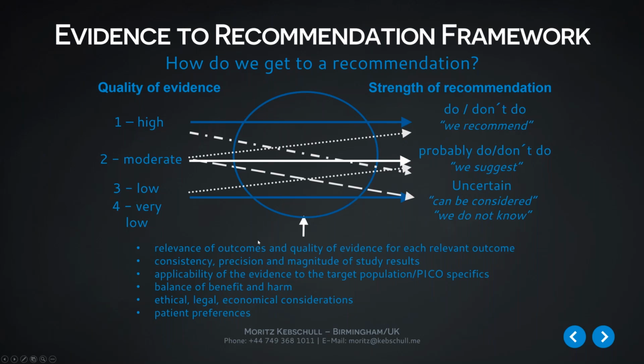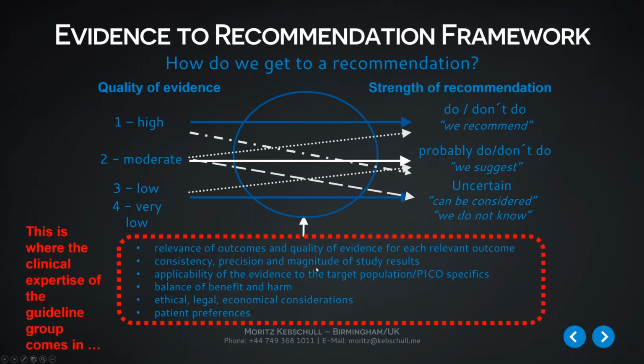And all of these points can lead to an up or a downgrade of the evidence, as indicated by these dotted lines here. So you can go from a very strong recommendation to nothing, and from nothing to a very strong recommendation. Typically only one step up or down, but we have seen one example where we go from a very strong do, we recommend strongly, to the exact opposite in step 2. And taken together, this is where the combined clinical expertise of all the members of the guideline group comes in.